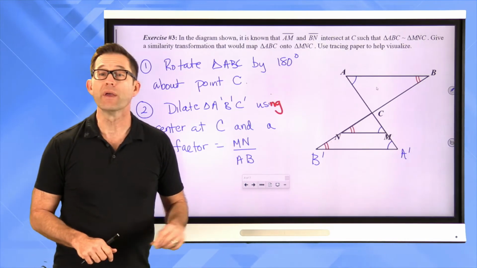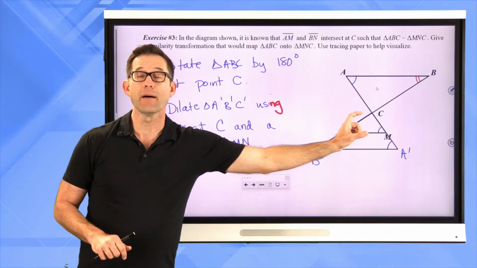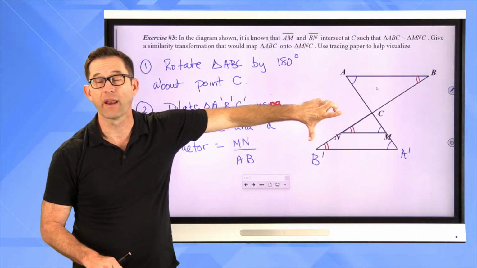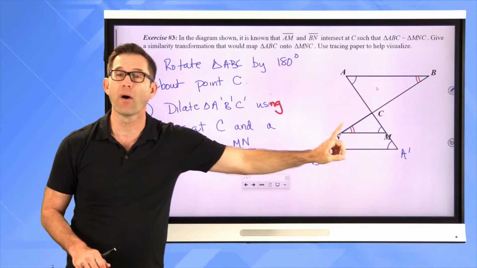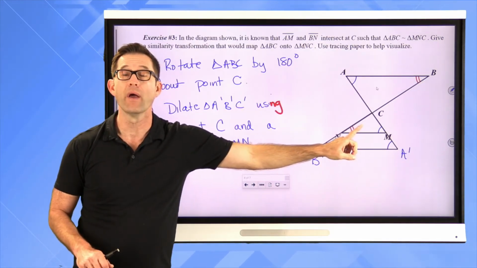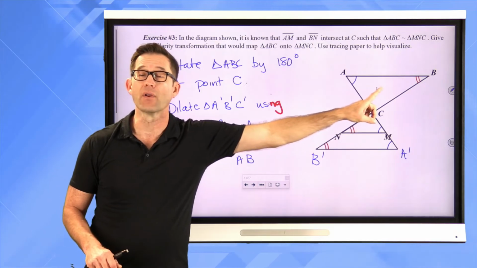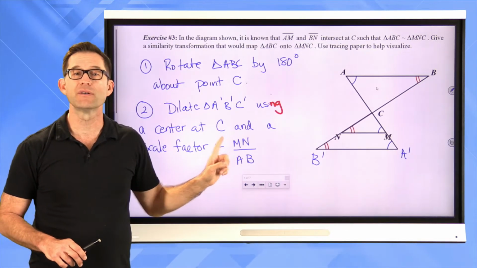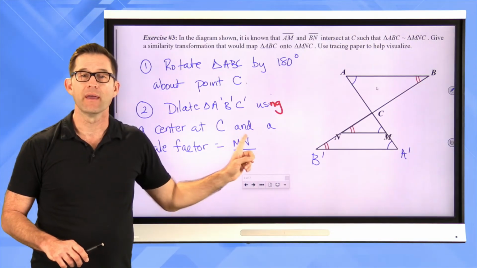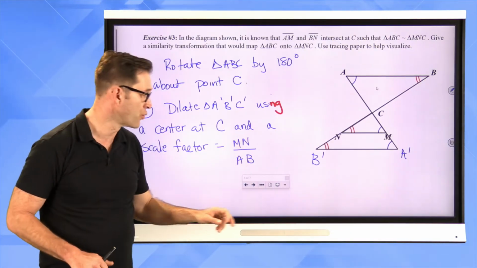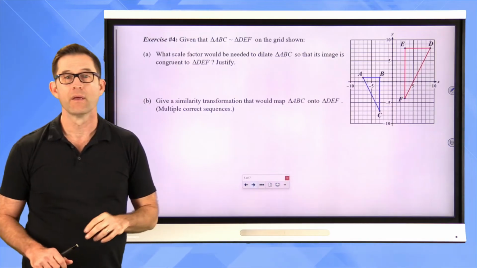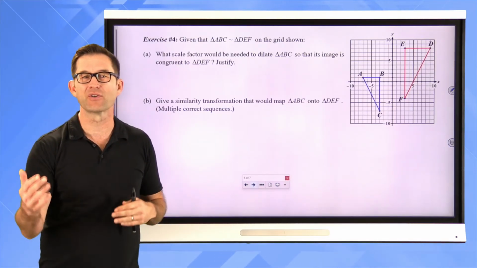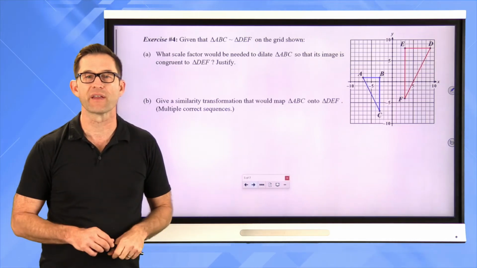All right? We could also do CM divided by CA, or CN divided by CB. Again, keeping in mind that the smaller triangle here now is our image triangle and the larger triangle is our pre-image. Always image divided by pre-image. Image divided by pre-image. Really critical. All right, let's go to the coordinate plane, right? Here we can start to assign numbers and all sorts of stuff like that.